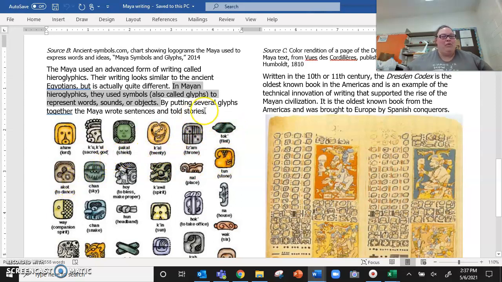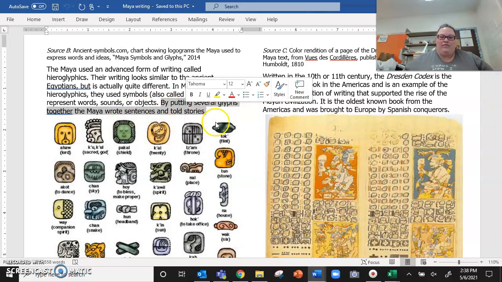Instead, the more powerful sentence that will really help us answer that question is this last sentence in the paragraph. By putting several glyphs together, the Maya wrote sentences and told stories. So this helps us answer the question, how did the Maya use writing to represent activities in their culture? Because it literally has 2 activities here. It has writing sentences and telling stories.